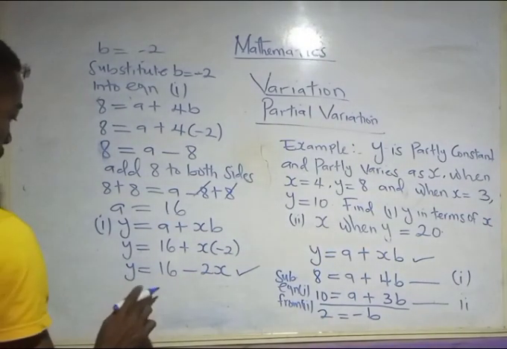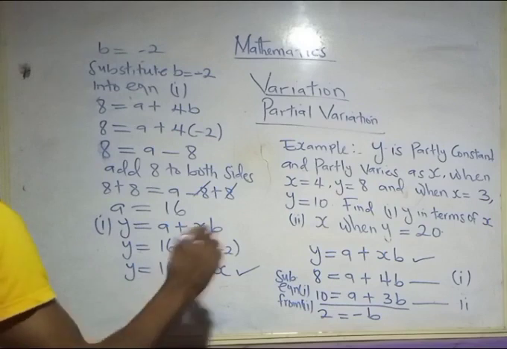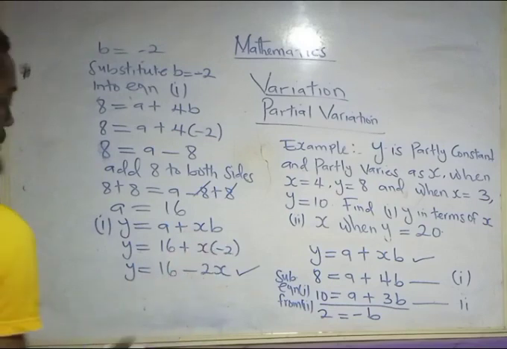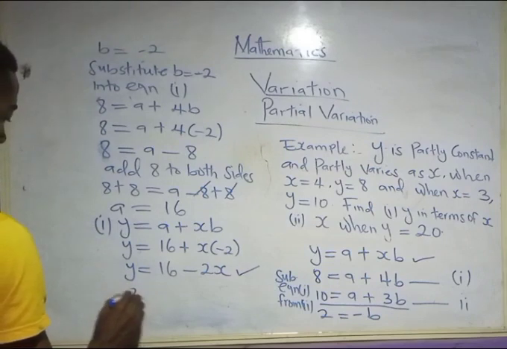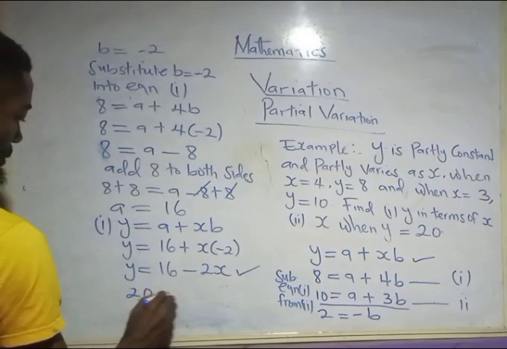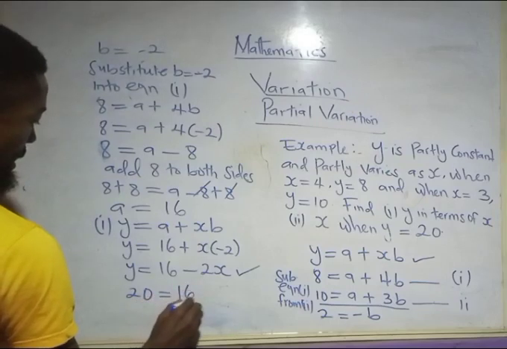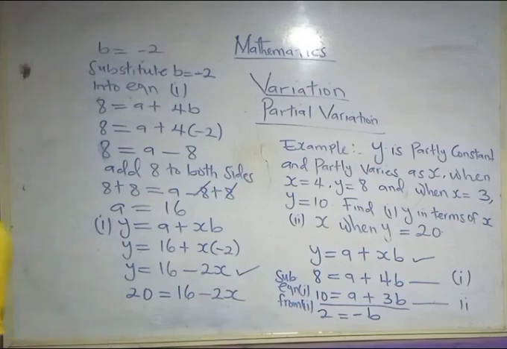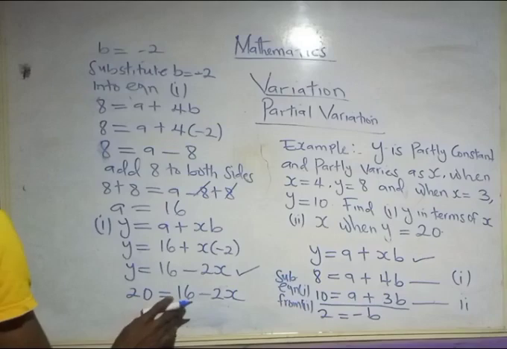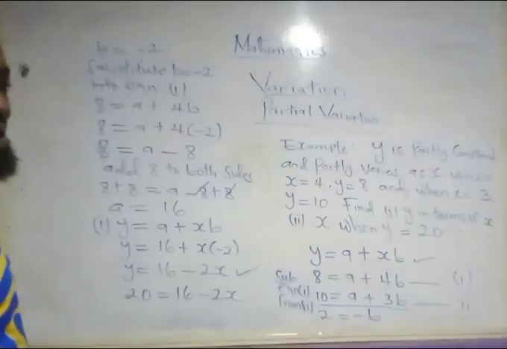So we can now substitute the other ones into their place. So we have y equals to what? 20. And 16 minus 2x. Now what do we need to do? We need to take 16 to the other side and it becomes negative, rather. Or we can now subtract 16 from both sides. It's still the same thing.